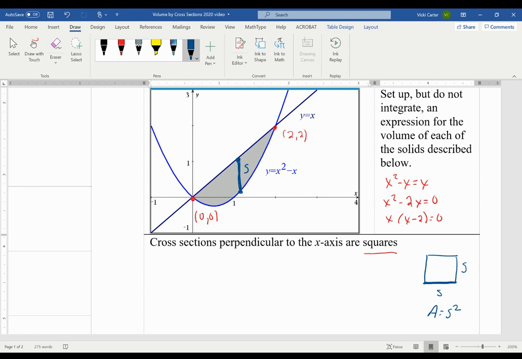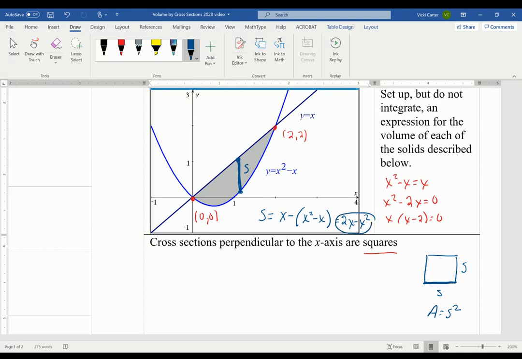Now, first of all, we need to know how long that slice is. Well, that slice length is basically the same thing you do when you find area. You need to do the top curve minus the bottom curve. The top curve is x minus, I'm going to be a good algebra student and remember to put my parentheses, so it's x minus parenthesis x squared minus x, which we should realize is going to be 2x minus x squared.